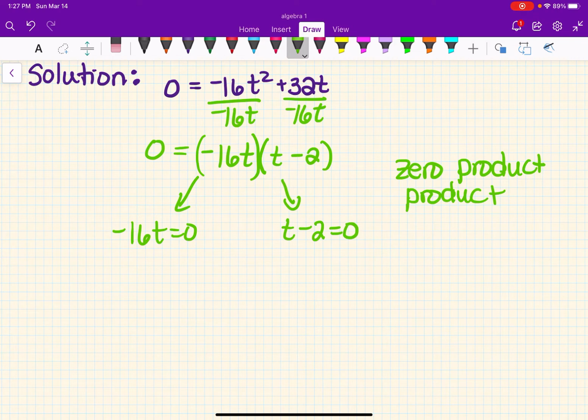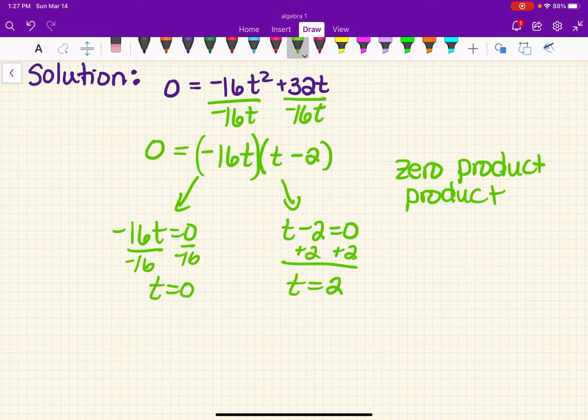Okay, so we're going to divide both sides by negative 16 here. So t equals 0. We're going to talk about that in a minute. And t equals 2. Well, let's think about this. What are we finding out? We're finding out the time that the height of this ball is at 0. Well, where did the ball start initially? At time 0, where was this ball? It was on the ground.